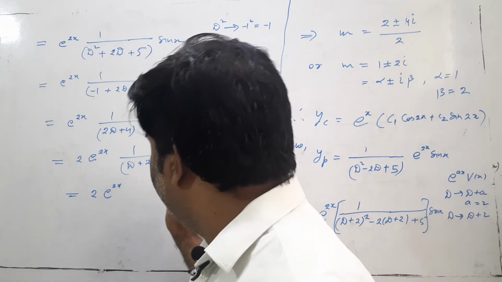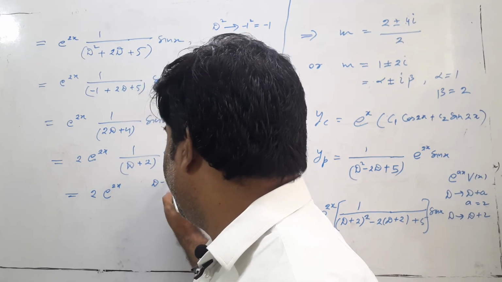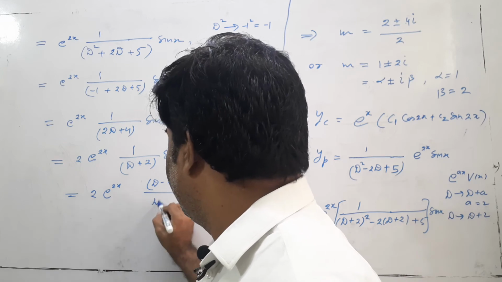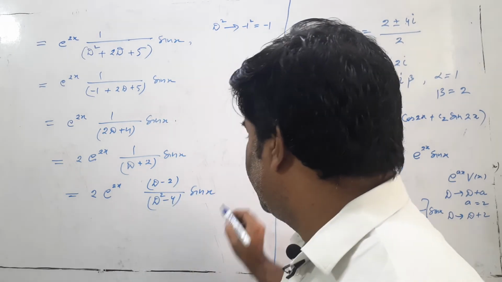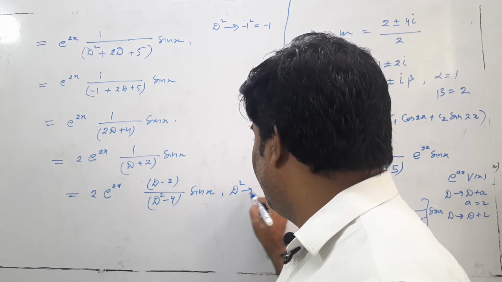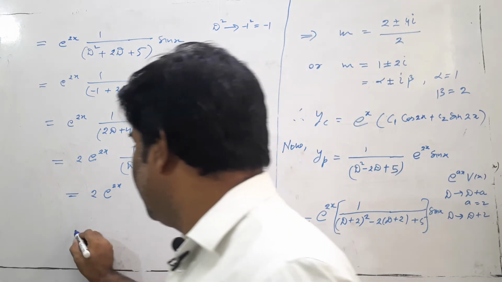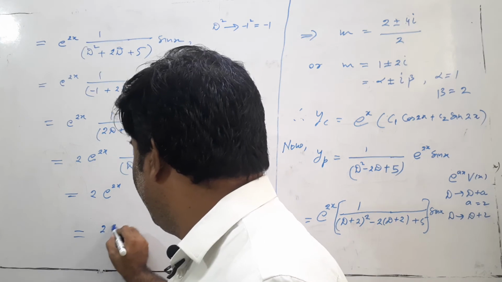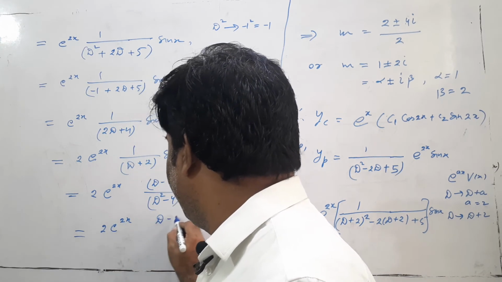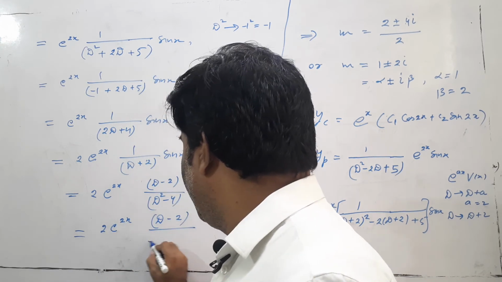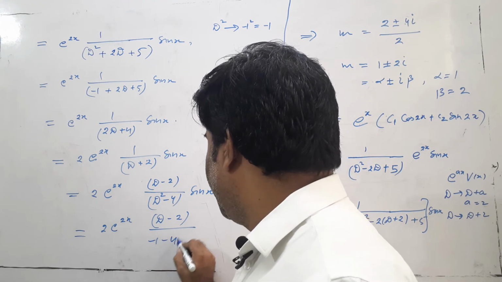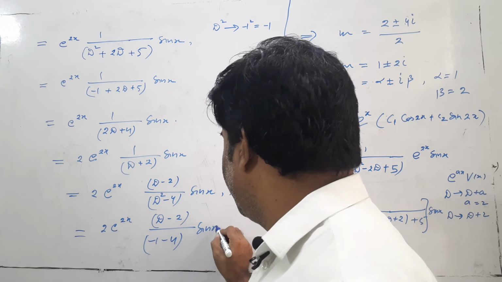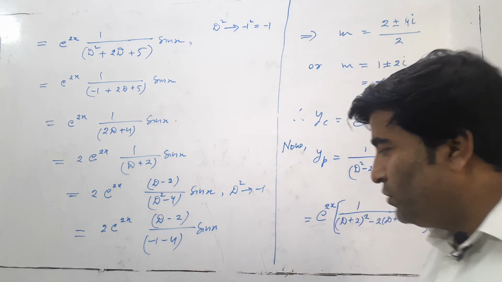Here we try to make d square by multiplying and dividing by d minus 2, d square minus 4 sin x. Again replace d square by minus 1, 2 into the power 2x, d minus 2 upon minus 1 minus 4 sin x, minus 1 minus 4 is minus 5.